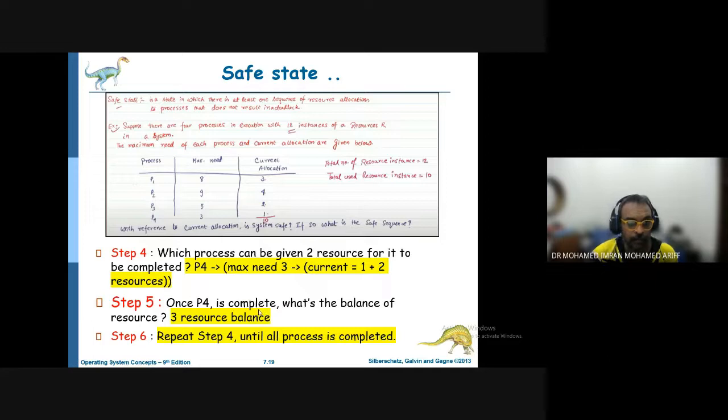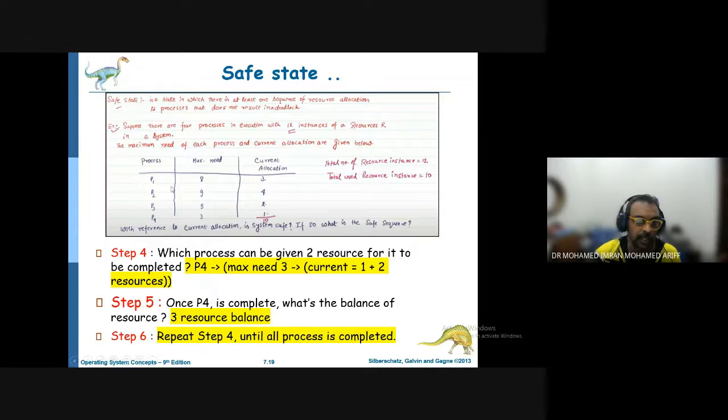Step number 4. Which process can be given 2 resources for it to be completed? Since we have 2, now which process can I give another 2 for it to be completed? Okay, so let's say I give it to process number 1. Process number 1 maximum it needs 8, but at the moment it only has 3. So 3 plus 2 cannot, because still not enough. 3 plus 2 is 5.